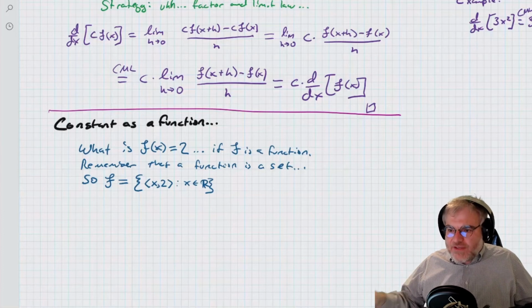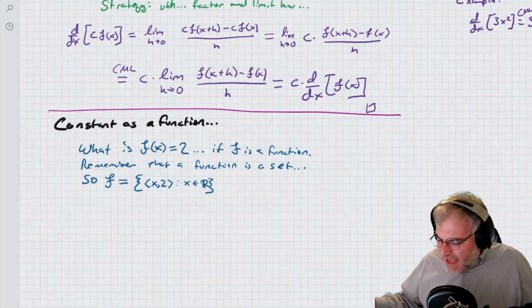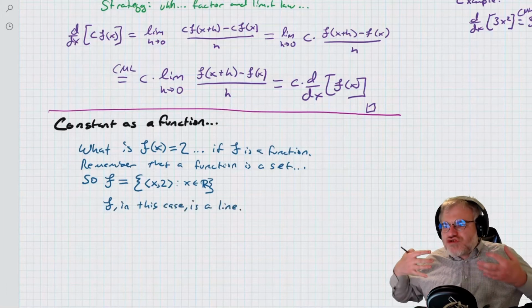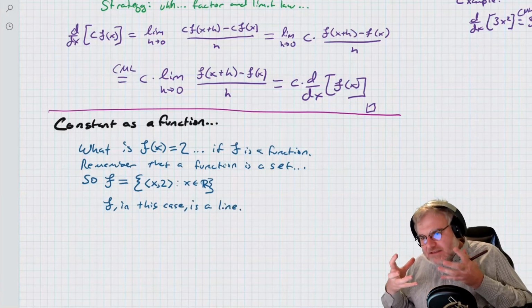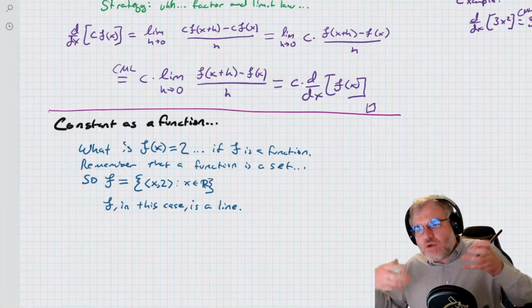1 to 5. How do we feel about that? So when I do that, what kind of set is it? It's a line, right? F is a line. So it's not 2 as a number. It's the set that always has a y value of 2.